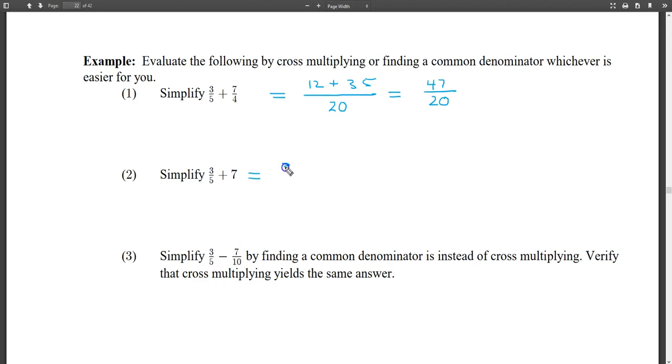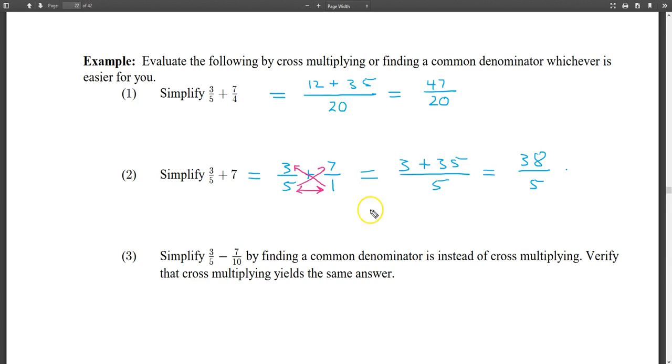Let's do this one. 3/5 plus 7. Now we have to think of the 7 as 7 over 1. And now we just do our cross multiplication. So we think of multiplying the 3 and the 1 together, 5 and the 7, and then divide by the 5 and the 1. So this will become 3 times 1 is 3, 5 times 7 is 35, divided by 5 times 1 is 5, and we get 38/5. And that's our answer.